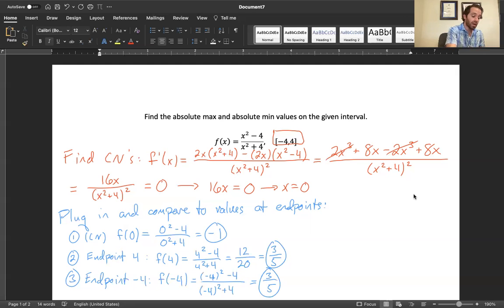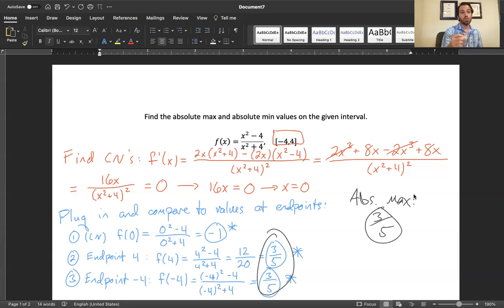So here I have my competitors. I have this one, and this one. So the absolute maximum value of the function on this interval is going to be 3/5, because that's achieved not even just once, but twice. And the absolute minimum is actually the one that I found by using the relative minimum. The absolute minimum value is -1. Cool, huh? I always think so.